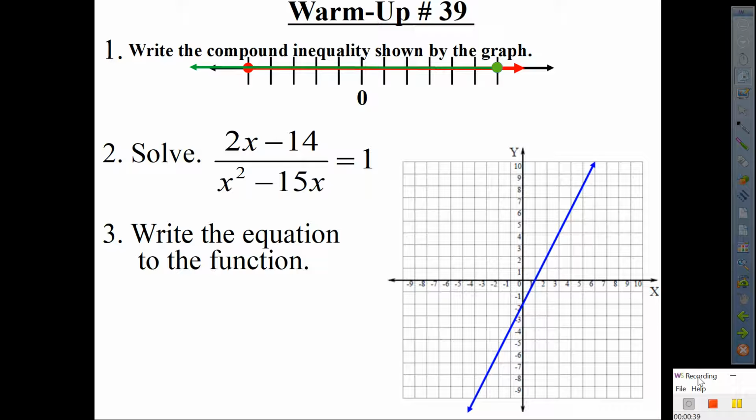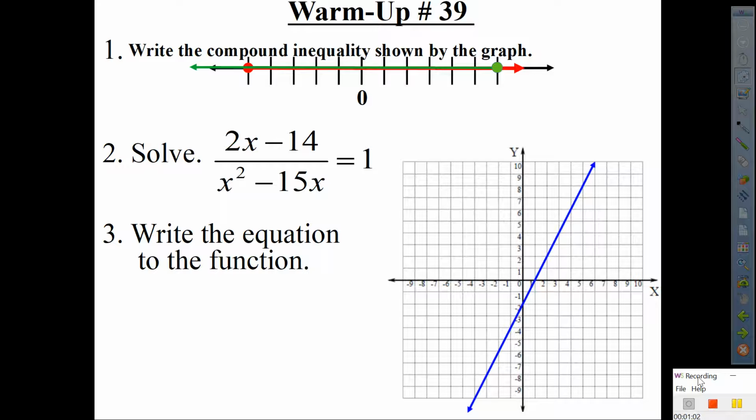Anyways, warm-up number 39 reads, write the compound inequality shown by the graph. They give us a number line. The first graph starts at -5 in red, a solid point, with an arrow going to the right. And then a green graph, overlaid on that, starts at +6, a solid point, with an arrow to the left. And it's overlapping the other one.